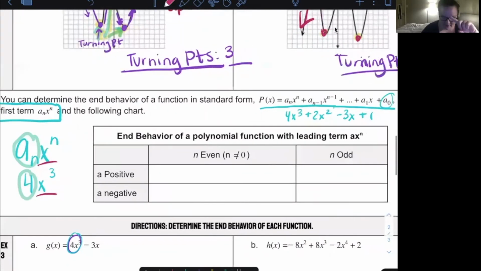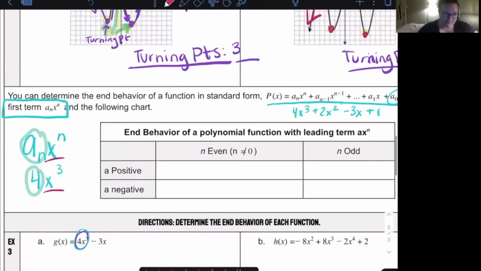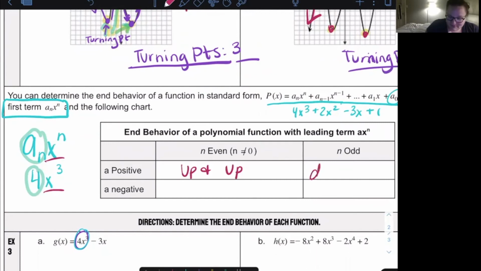So here's the thing. If a is positive and your degree is even, so if your leading term is positive and the degree is even, your end behavior will always be up and up. But if a is positive and your degree is odd, your end behavior will always be down and up.